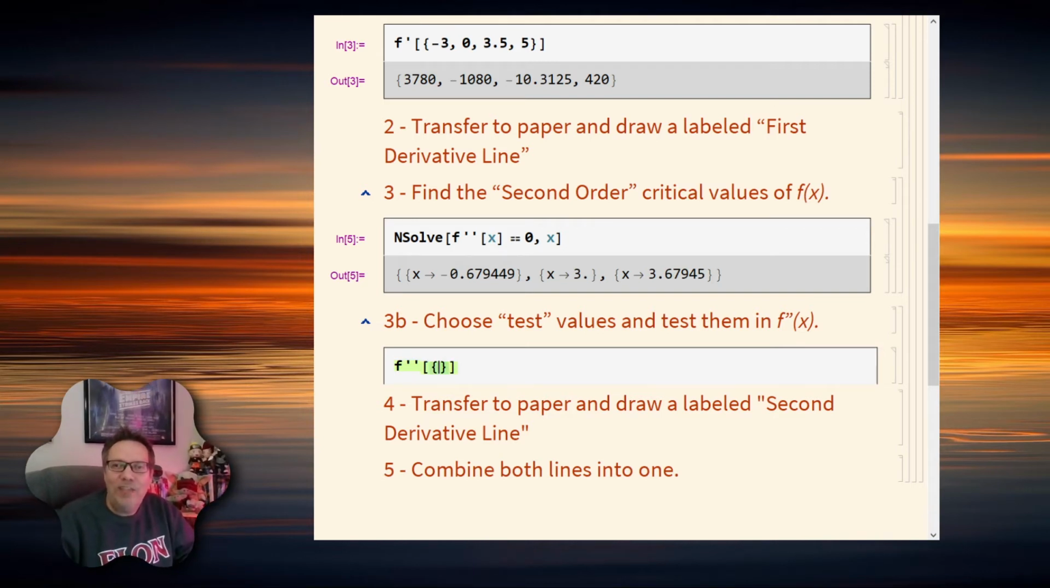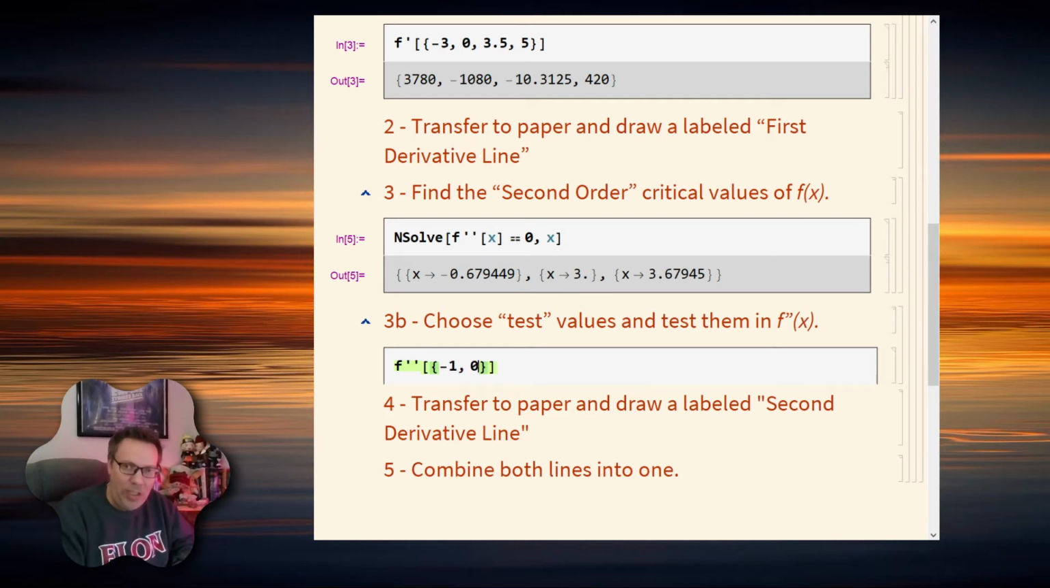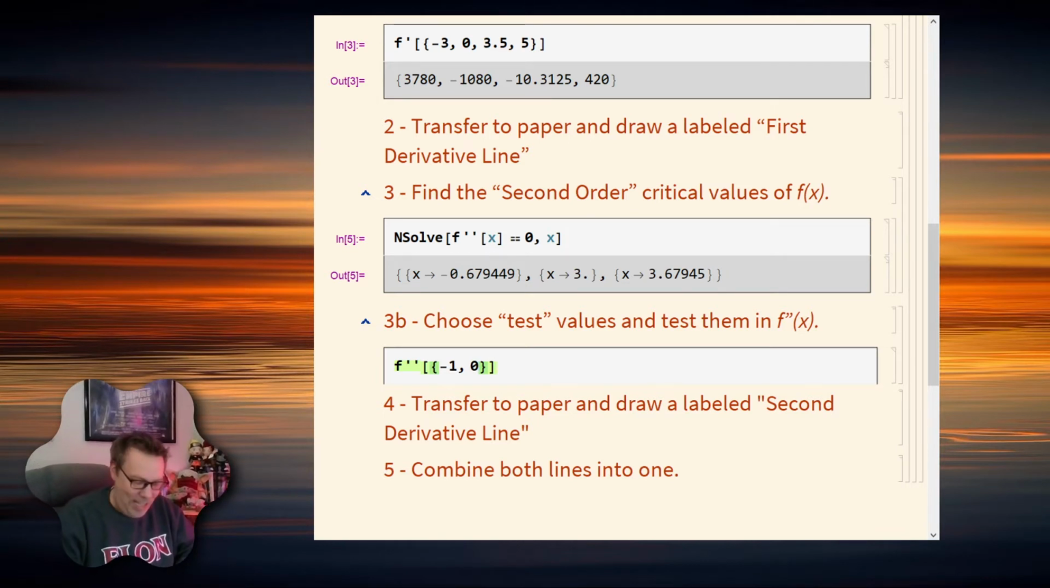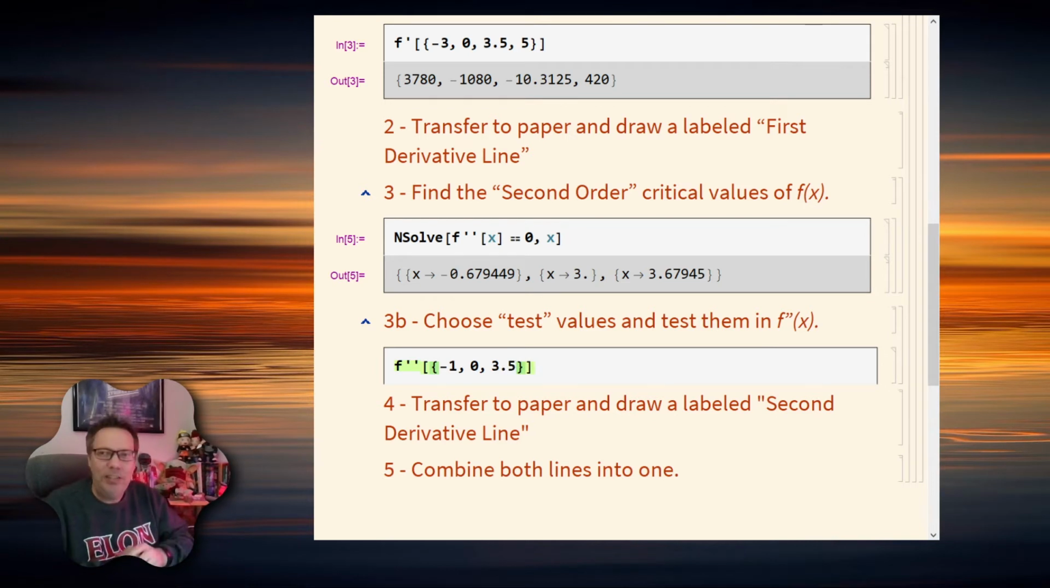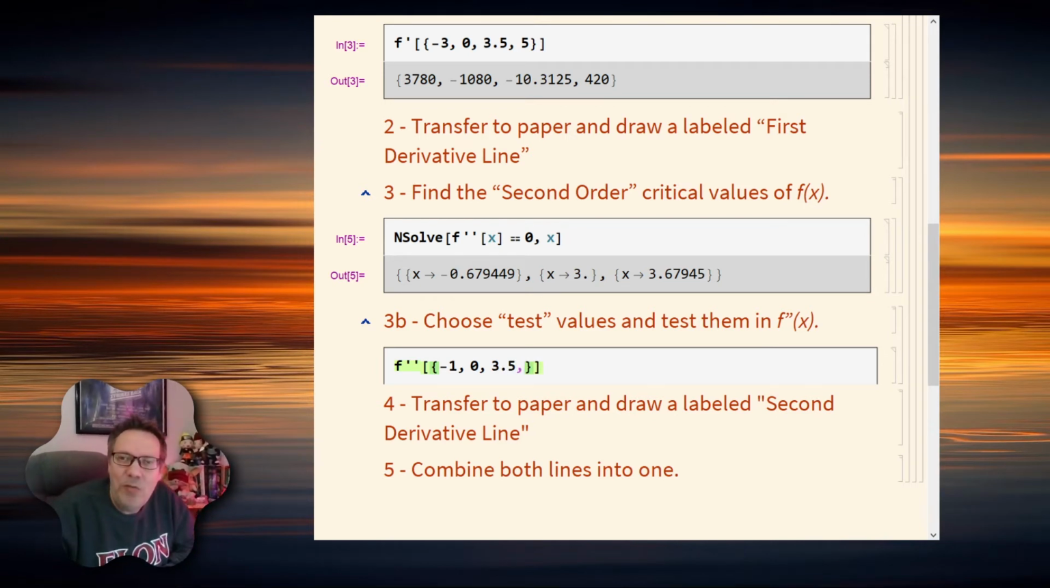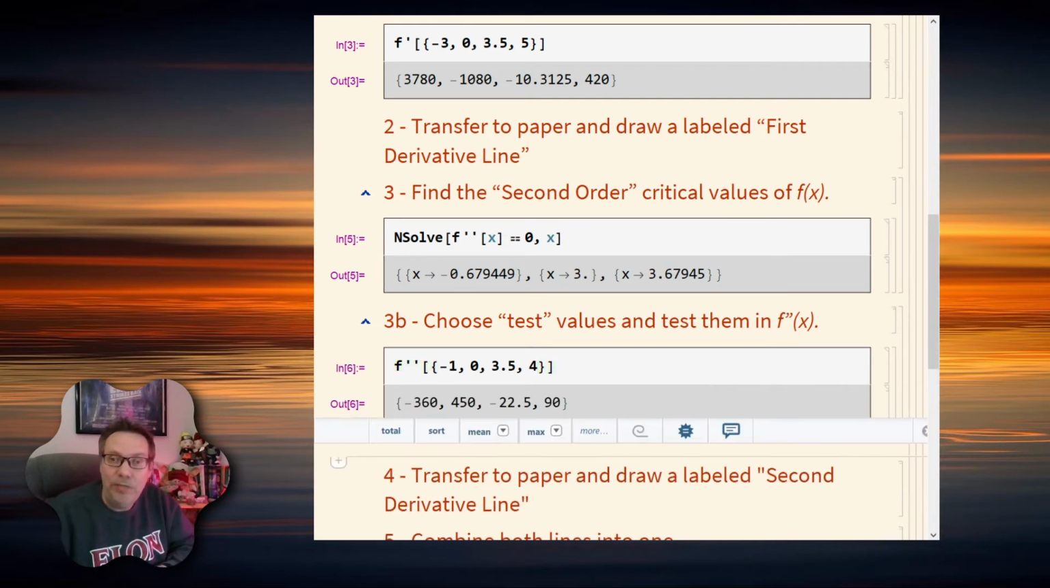So a number less than negative 0.68, I'm going to choose negative 1. A number in between, and then the hardest one here, well, I think I can pick 3.5 again. And then a number bigger than 3.68, I'm going to pick 4. So each one of these numbers sits in a different subinterval. I will evaluate this with another shift enter, and what I'm looking for here is the sign of the number.